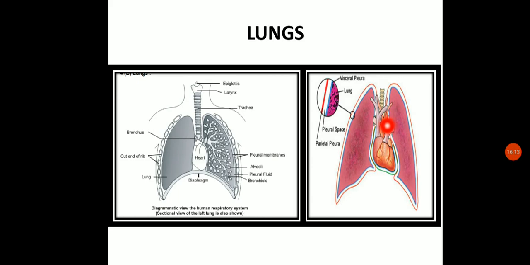So due to some infection, the amount of pleural fluid increases, and such a condition is called pleurisy. This pleurisy is responsible for causing chest pain, and due to this, breathing also becomes painful. Pleurisy is a condition where chest pain occurs and breathing becomes difficult. It happens because of infection of the pleural fluid, and the amount of fluid increases in this condition.